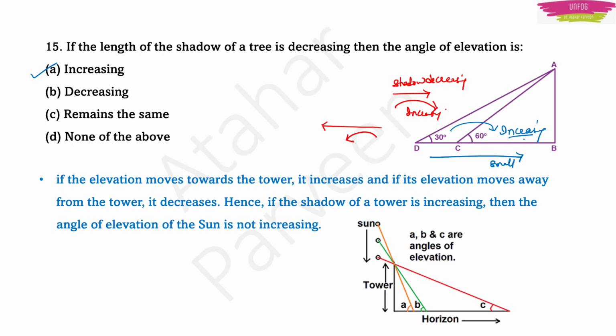Or the other way also. In this figure, the shadow of the tower is increasing, so the angle of elevation is decreasing. So if the tower shadow is increasing, the angle of elevation will decrease. If the tower shadow is decreasing, the angle of elevation will increase. It's up to you in which scenario you want to see. You can just draw one example like this, understand the actual situation, and then finalize the correct answer. If the length of the shadow of a tower is decreasing, the angle of elevation will increase.